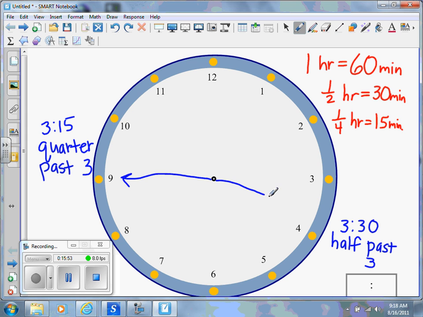Matter of fact, it would be like right in here, like almost to the 4. And by the time that this minute hand gets up to the 12, this arrow is going to be pointing right at the 4. Okay?